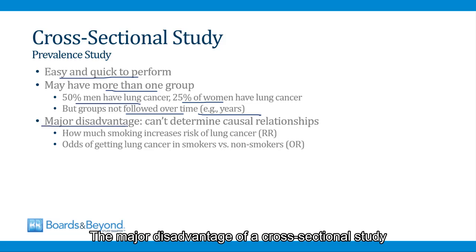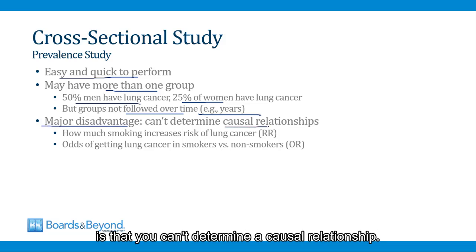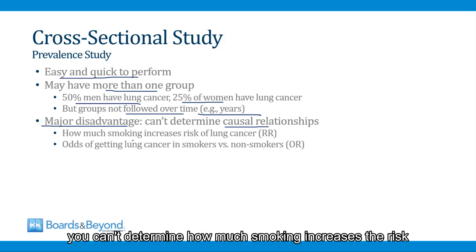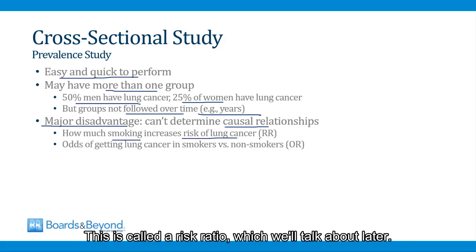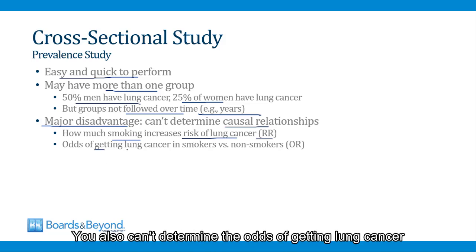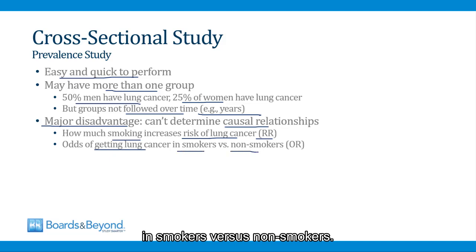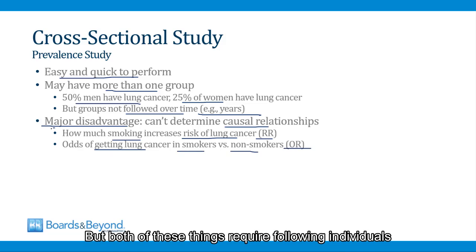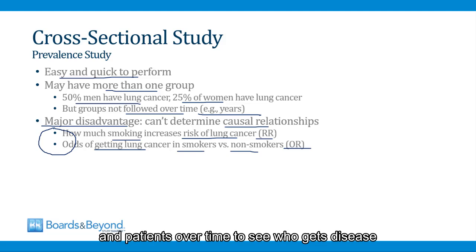The major disadvantage of a cross-sectional study is that you can't determine a causal relationship. Since it's only a snapshot in time, you can't determine how much smoking increases the risk of lung cancer over time. This is called a risk ratio, which we'll talk about later. You also can't determine the odds of getting lung cancer in smokers versus non-smokers. This is called an odds ratio, which we'll also talk about later. But both of these things require following individuals and patients over time to see who gets disease and who does not.